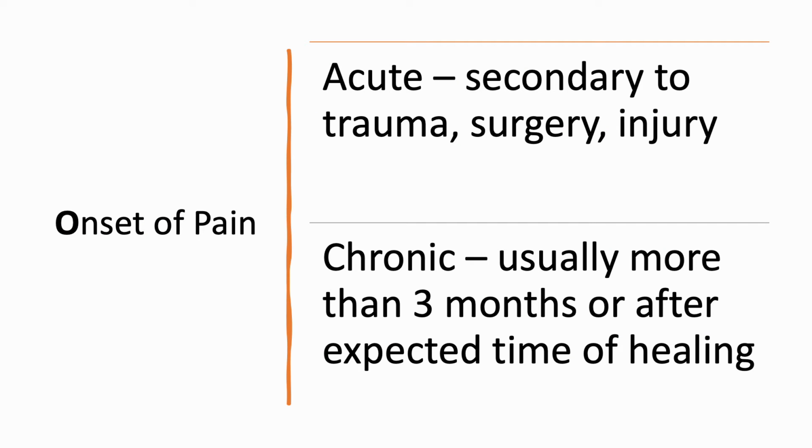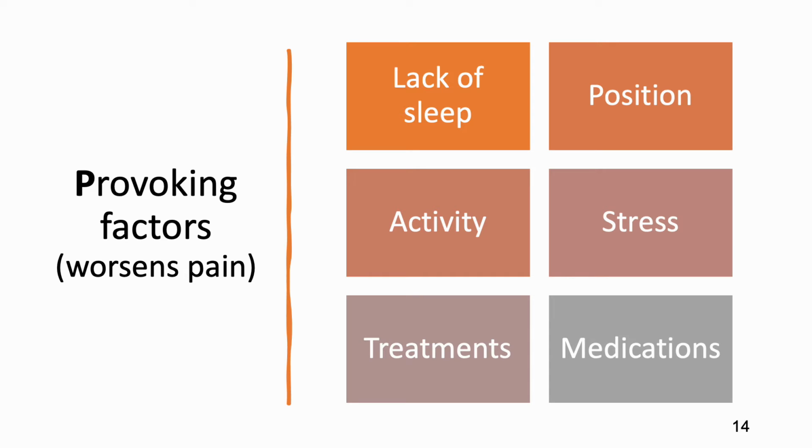When we think about the onset of pain, we're looking at, is this an acute or a chronic pain? Acute, we talked about in module 1, is secondary to trauma or surgery or injury. Chronic is usually more than 3 months or after the expected time of healing. What are the provoking factors? What worsens the pain? Does lack of sleep, position, activity, stress, treatments, certain medications?